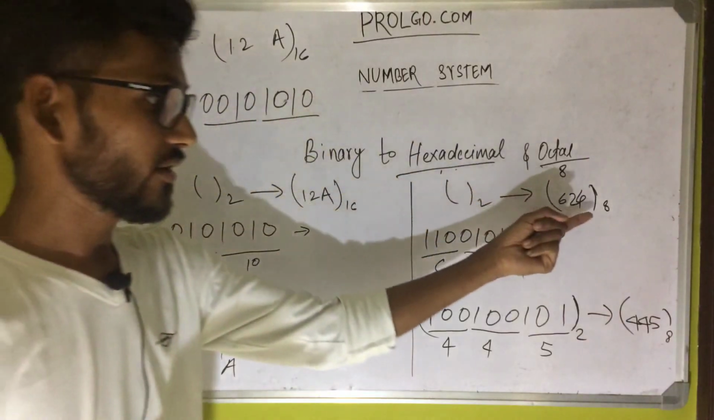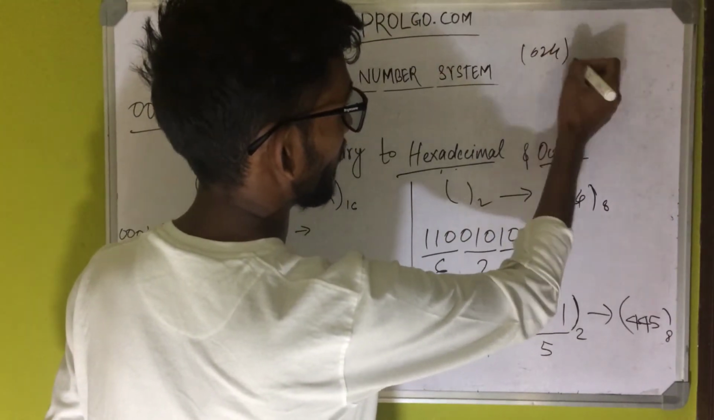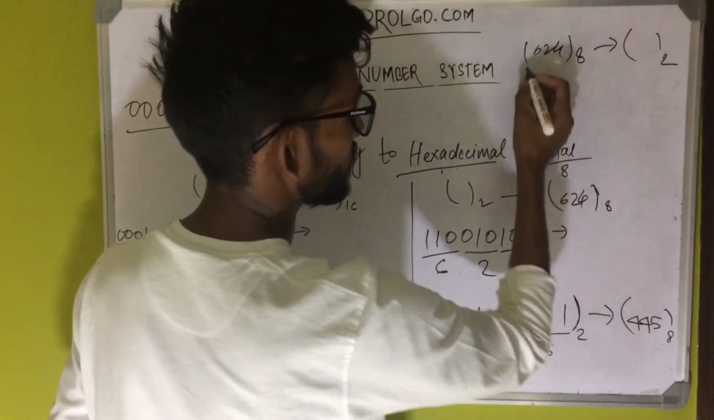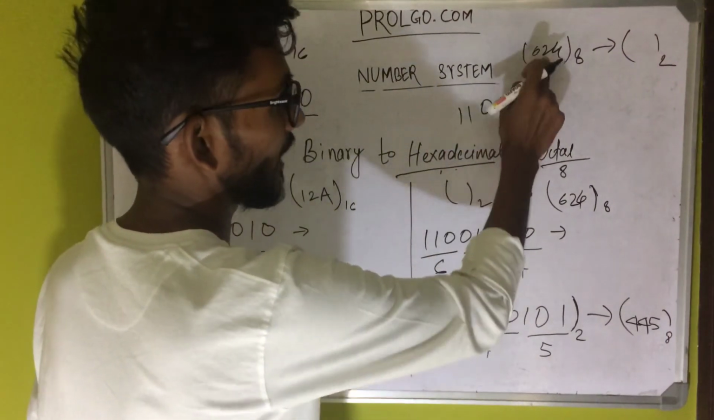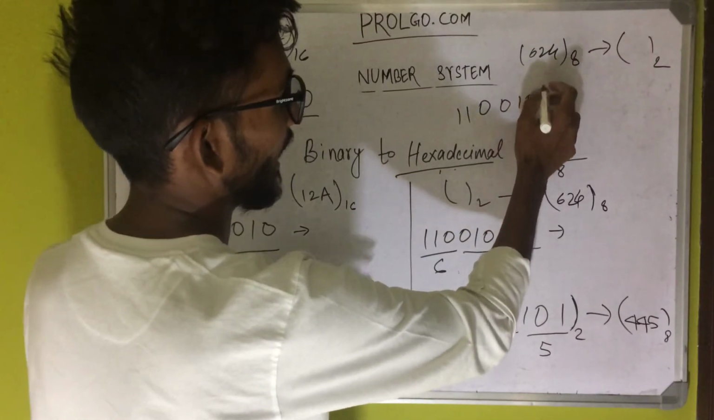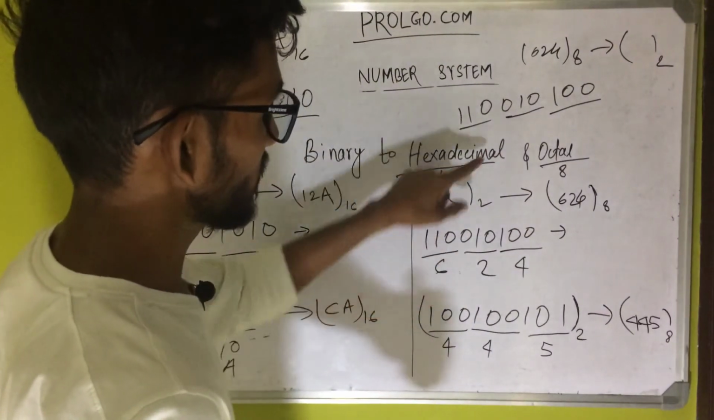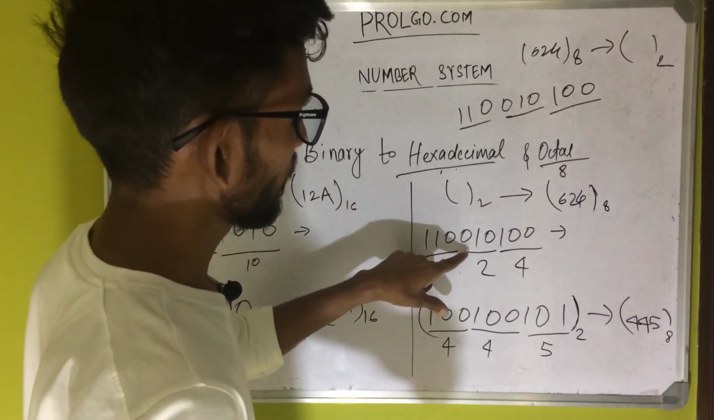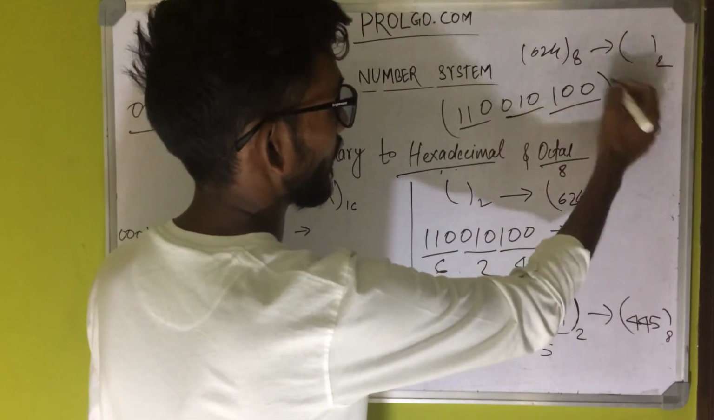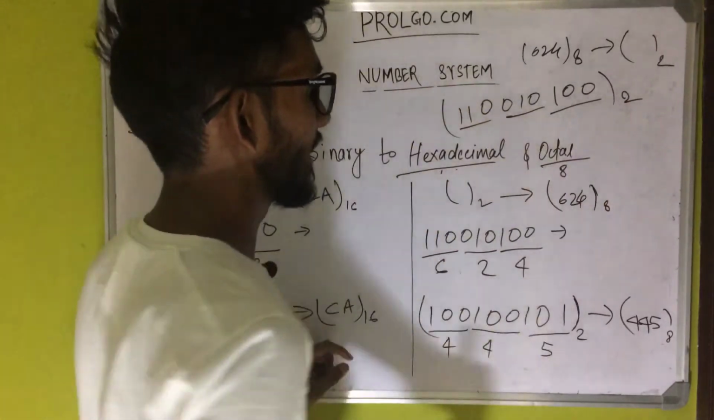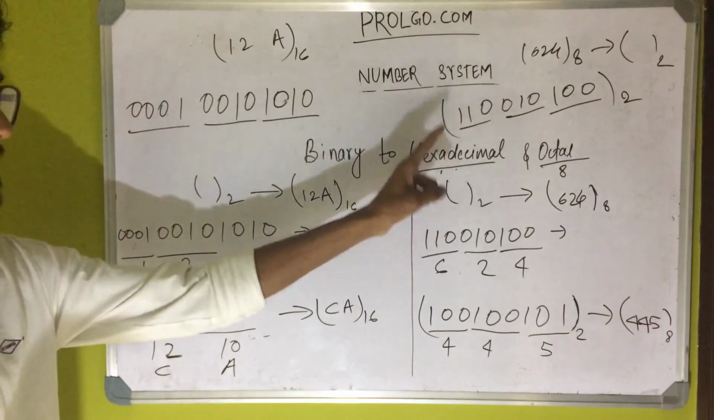In the same way in octal, you have 6 2 4, and you have to convert it into binary. Take 6, which you can represent as 1 1 0, and 2 as 0 1 0, and for 4 you can take 1 0 0. So this is how it looks: 1 1 0 0 1 0 1 0 0. This is how you can easily convert from octal to binary. So this is very easy for converting any number between binary, hexadecimal and octal.